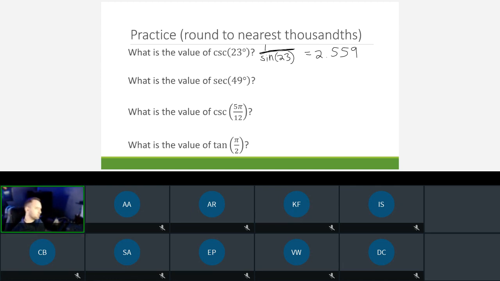So, Emily, what did you get? Yes. So, this is important. Everyone should be typing this in and not just relying on the answer, because if your calculator is in radian mode versus degree mode, or vice versa, depending on the problem, your answer will be so wrong. So everyone should be typing in right now to make sure that you get 2.559.